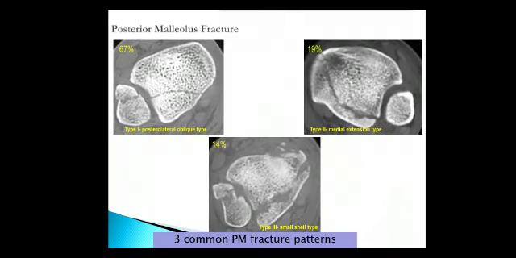67% of the fractures of the posterior malleolus are of the oblique type, approximately 20% have medial extension, and the third, the small shell type, accounts for around 14%.